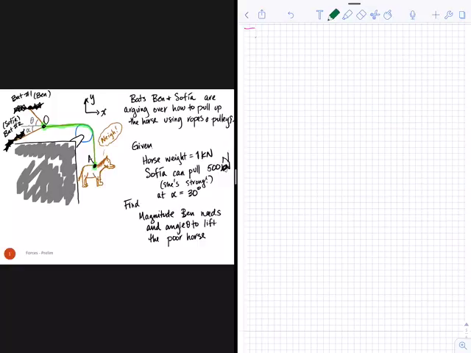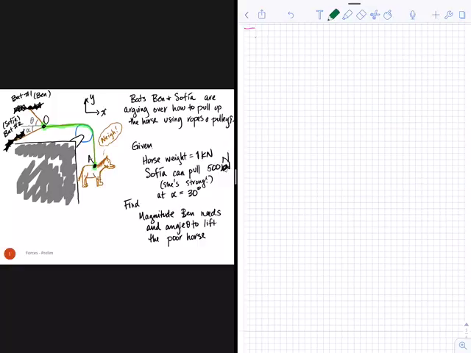Bat number 1, Ben, and bat number 2, Sophia, are pulling on a rope that's connected at O, which is going over a pulley connected to a horse down below at A. And they are trying to pull this poor horse up. We're given the weight of the horse, and we're given the fact that Sophia can pull 500 newtons at an alpha of 30 degrees, and we want to find the magnitude that Ben needs and the angle theta to lift this poor horse, keeping everything in equilibrium.